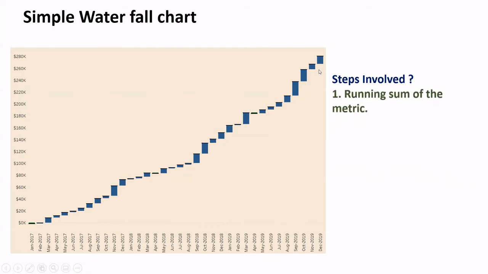So the first one is the running sum of a metric, which will be the black line, and the additive inverse of the metric in size, that represents this blue. I will explain why the additive inverse in more detail while making it in Tableau.